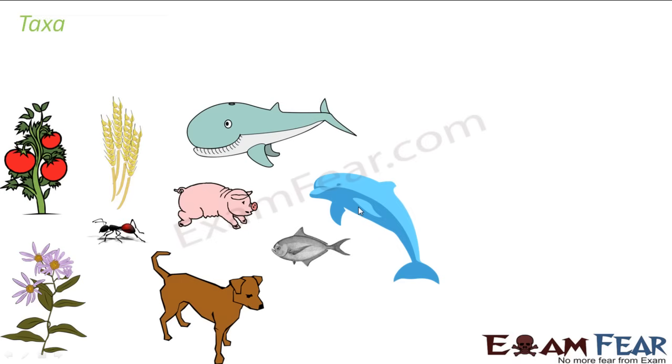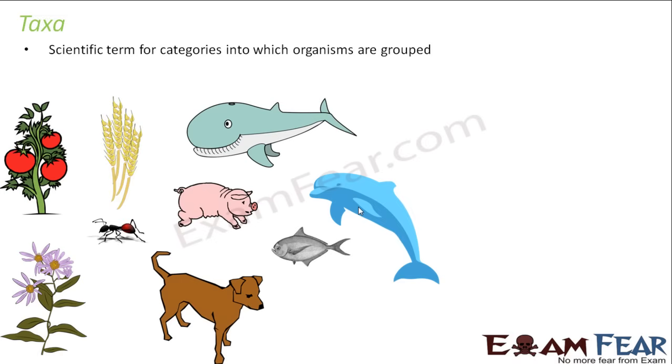So we need classification. When we were talking about classification, I told you that the organisms with similarities are grouped together in one group or in one category. So taxa is nothing but a scientific term for these categories. Each of these categories into which the organisms are grouped is known as a taxon. Now, taxa can indicate categories at very different levels. When I talk about taxa, it doesn't mean that it has to be a category in a lower level or a category in a higher level.